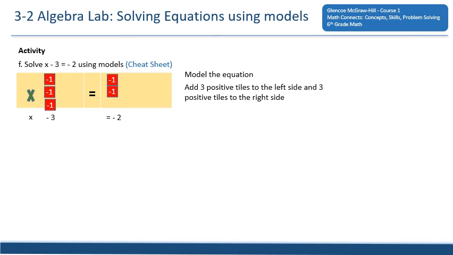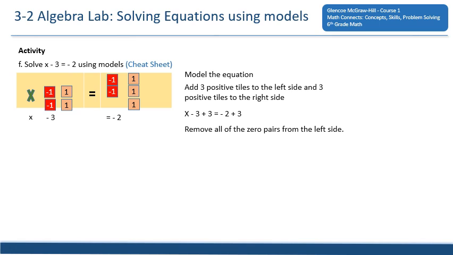So we're going to add 3 positive tiles to the left side so that we can get x all by itself. And whatever we do to the left side, we have to do to the right. So we're going to add 3 positive tiles to the right as well. So there's our 3 on the left. And as you can see, that's going to create 3 zero pairs, which will get x by itself. And we're going to add 3 to the right, which hopefully you see is going to give us 2 zero pairs. So x minus 3 plus 3 equals negative 2 plus 3.